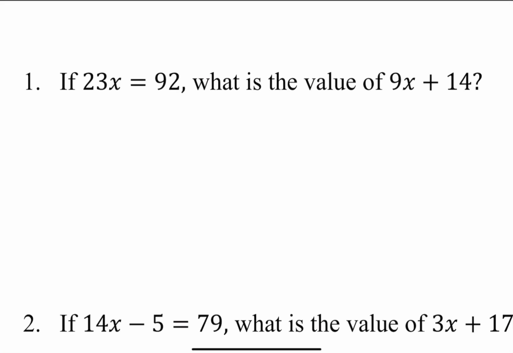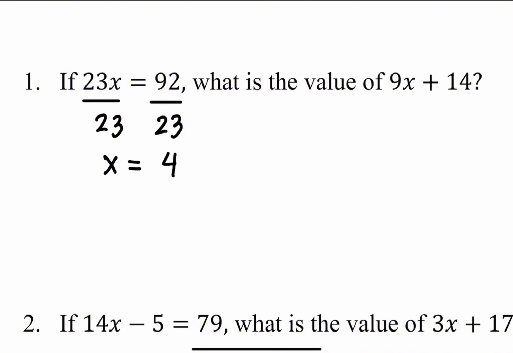If 23x is equal to 92, what is the value of 9x plus 14? So first we have to solve for the value of x. Using the division property of equality, we are going to divide both sides by 23. So 23 divided by 23 is simply 1, or 1x is equal to 92 divided by 23, which is equal to 4.